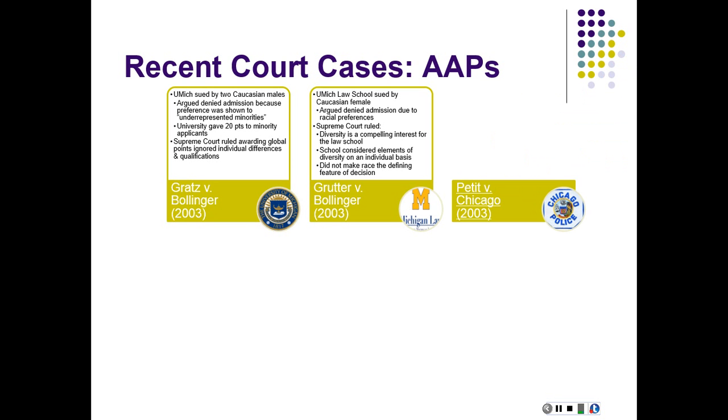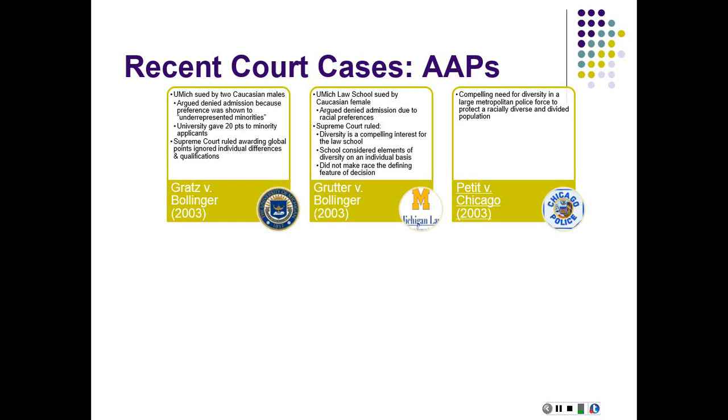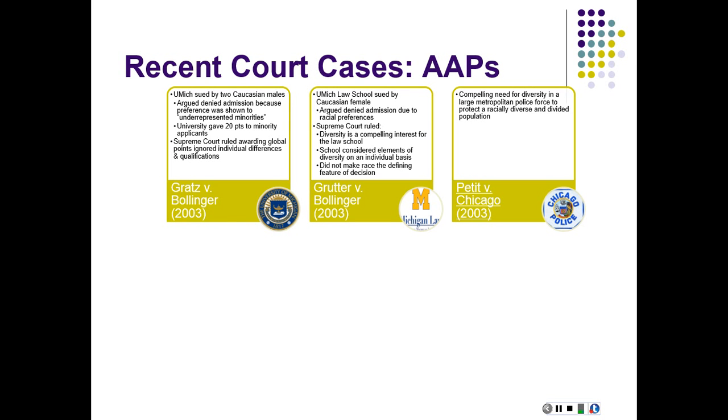In Petit versus Chicago, which was a lawsuit against the police, the court ruled that there is a compelling need for diversity in a large metropolitan police force. Because they're working with a racially diverse population, it's important to make sure that the police force represents the people that they are patrolling. And so in this case, the court said that it was okay to consider racial criteria in the hiring practices because it was important to establish diversity.